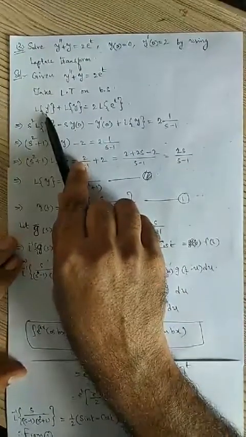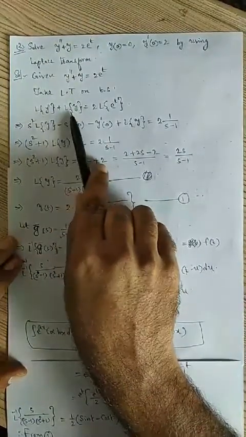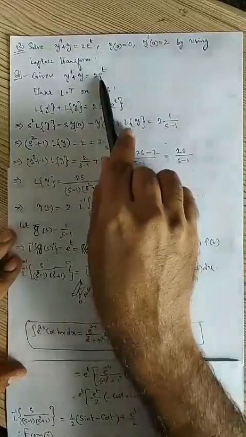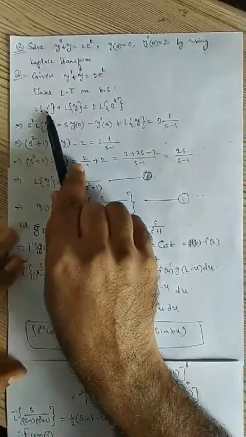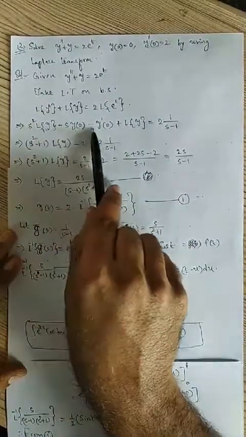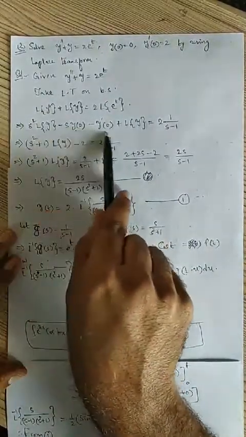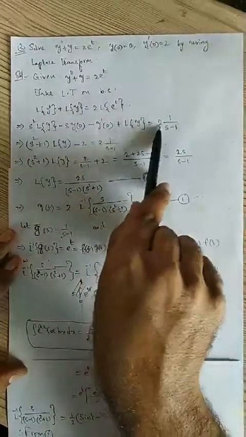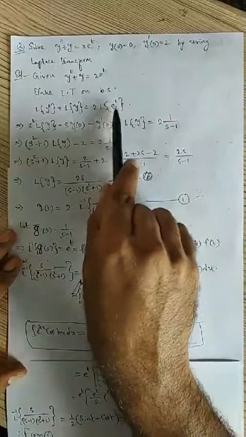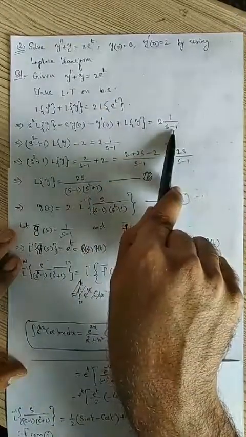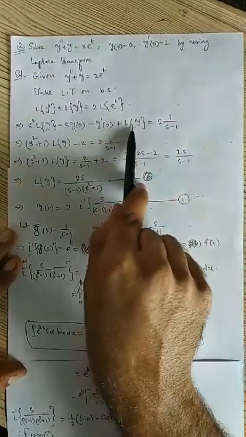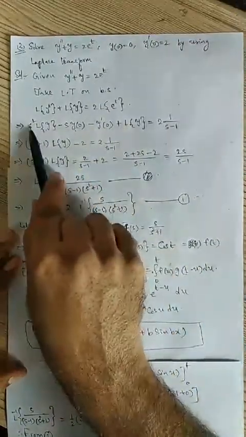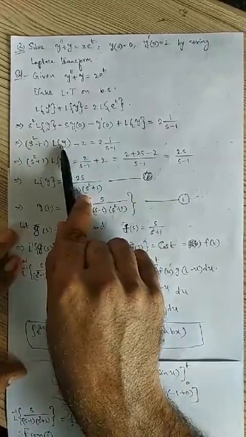Then Laplace transform of y double dash plus Laplace transform of y equals 2 into Laplace transform of e power t. Right? Then the expansion of this is given by these terms. And Laplace transform of y as it is. Then 2 into Laplace transform of e power t is given by 1 by s minus 1. Then you take Laplace transform of y common from this term and this term.